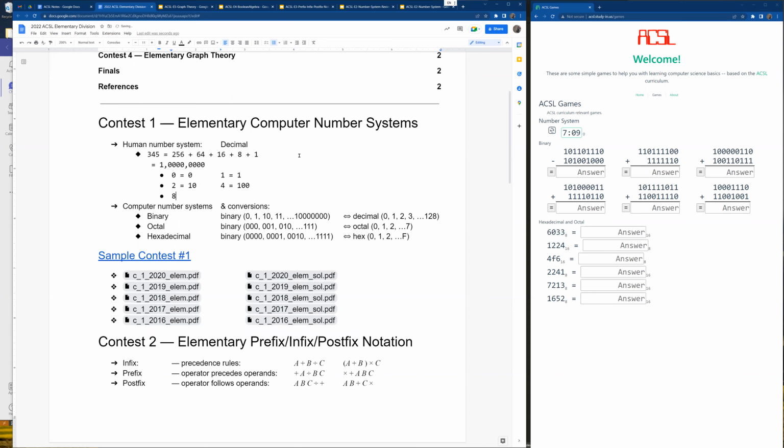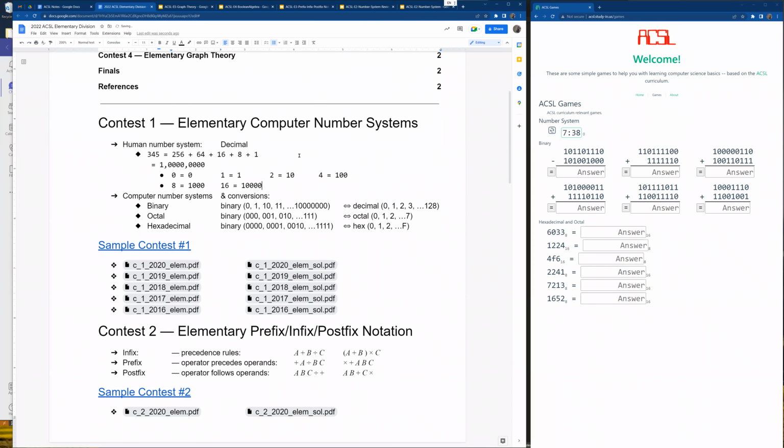And now the next one is 8, which is 1 and 3 zeros. The next one is 16, which is one more 0. So this is how you remember these numbers. It takes a little while to get to 256, but it's not going to take that long actually. If we try it, the next one is 32, which is 1 and 5 zeros.